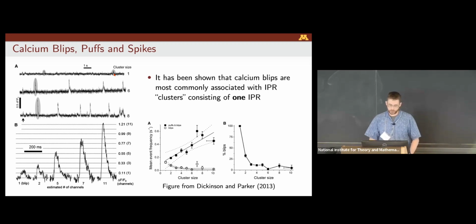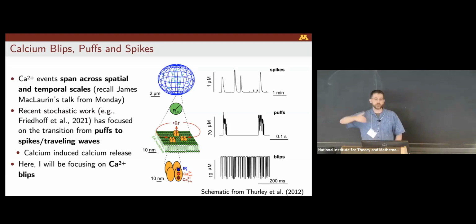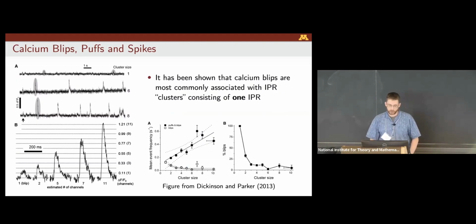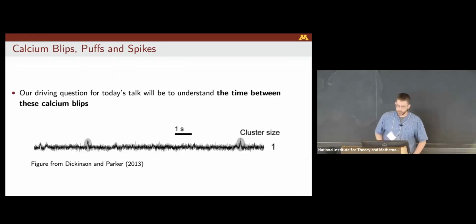When you have just one, you're likely to see these small blips appear in your experimental data. I want to understand the time between these blips, because that's the building block: the blips turn into puffs and the puffs turn into spikes. So I want to understand this basic building block first and foremost. This is our driving question: how do we get at the statistics of these blips, focusing specifically on the time between them?